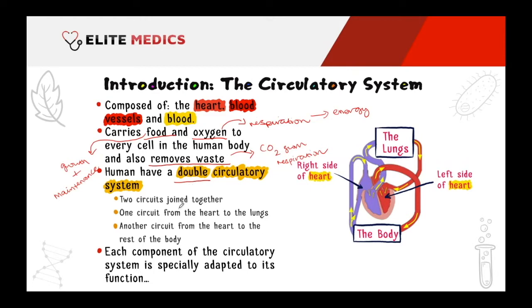Each component of our circulatory system is specially adapted to its function, and we're going to look at all of those components one by one and see how they're specifically adapted to carry out their function. If you look over to this diagram here, you can see we have our heart, with a left side and a right side that can pump blood to the lungs and to the body. So let's have a look a little bit more in detail at the double circulatory system.